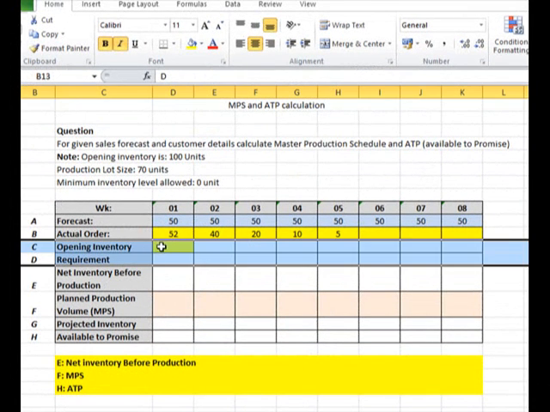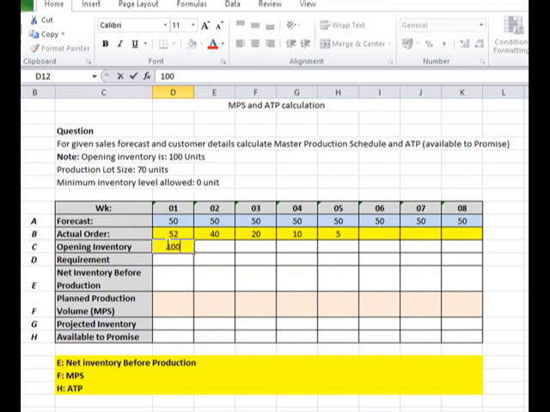This is our requirement. So what's our opening inventory? It's given over there, 100. I'll just put it over there. Next is requirement. Requirement is the maximum value of forecast and actual order. Whatever we have forecasted and whatever confirmed order we have received from the customer, we will be taking the maximum of those. So it's equal to max of these two. So it's clearly 52 there.